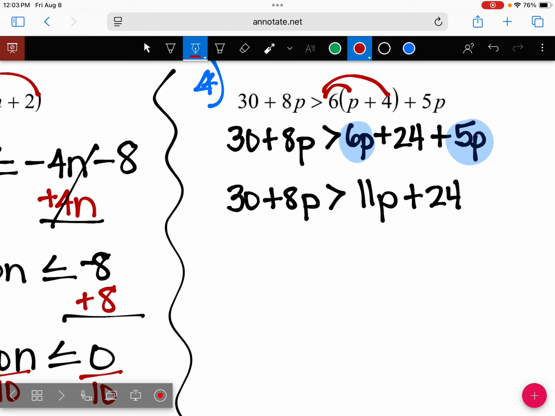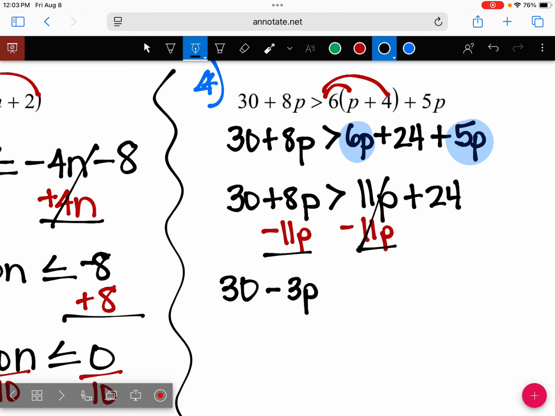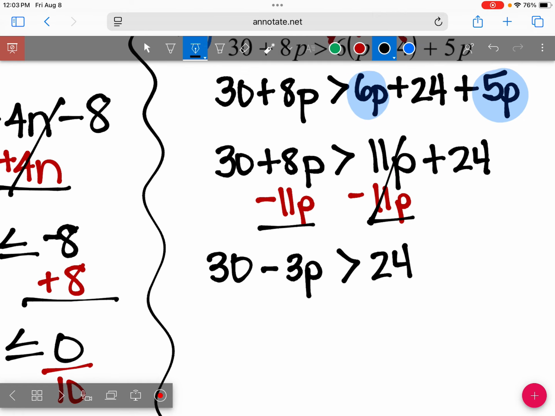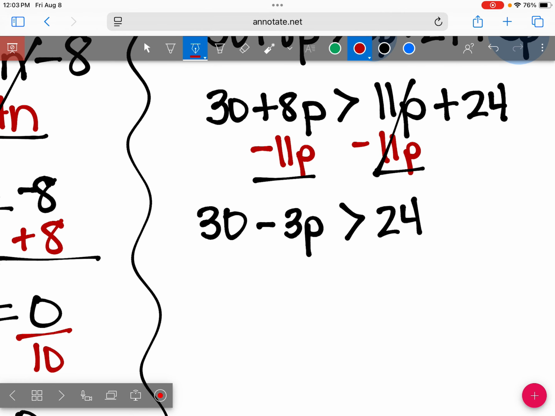All right, next, you have a couple options. I'm going to subtract the 11, but you can also subtract the 8. When I do an inequality, I like for my variable to be on the left. But in the next problem, we can talk about what happens when it's not on the left. So I am going to subtract 11. So that would be 30 minus 3p is greater than 24. And then what should you do next? Subtract 30.